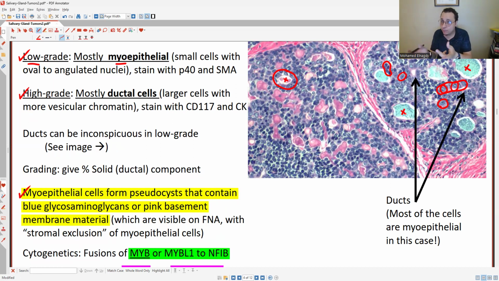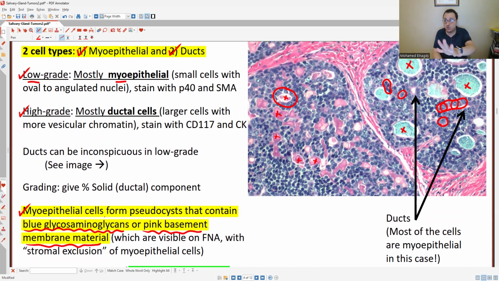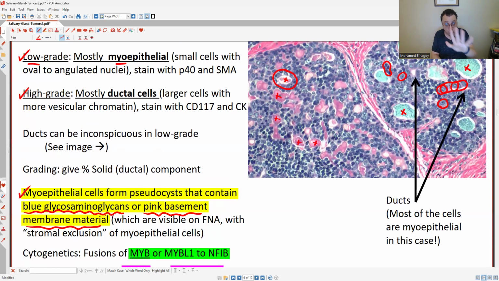You know, these GAG compounds that we took in biochemistry, the chondroitin sulfate and heparan sulfate and these kinds of things. So that's an accumulation of some glycosaminoglycans. On the other side, you might have some accumulation of pink basement membrane-like material, as you see here. So it's either blue GAG or pink basement membrane material. Whatsoever, you are having pseudocysts, these are not true secretory tubules or true secretory acini.